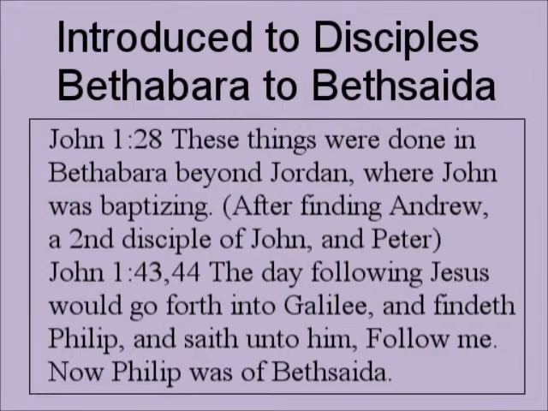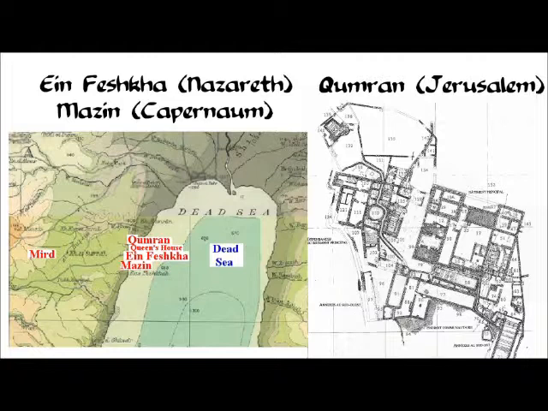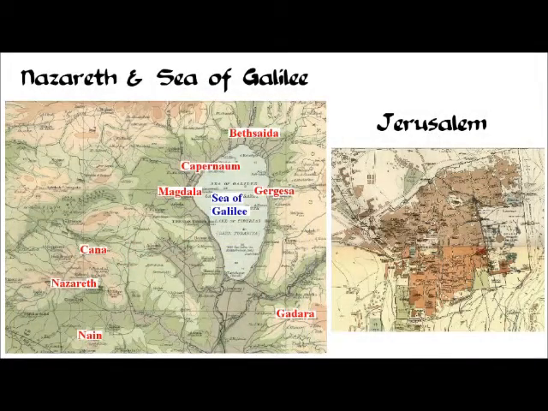Episode 6 has to do with Jesus being introduced to his disciples. This was after the baptism by John. The purpose of this series is to demonstrate the logic of Jesus living at the Essene monastery at Qumran by the Dead Sea, instead of at Nazareth near the Sea of Galilee.